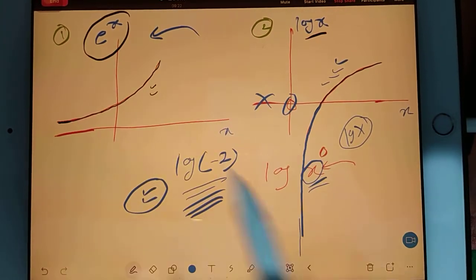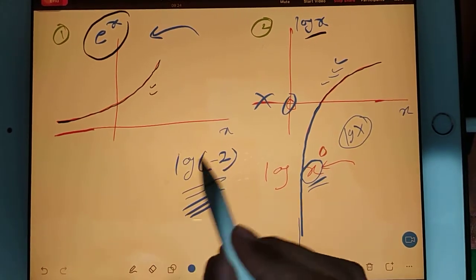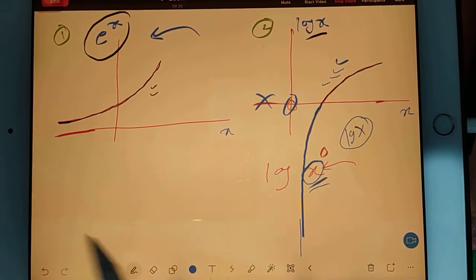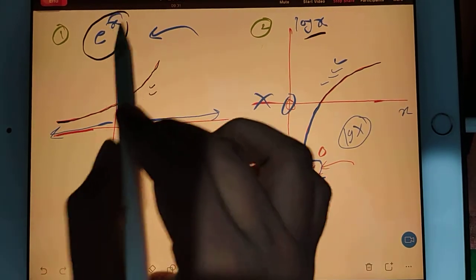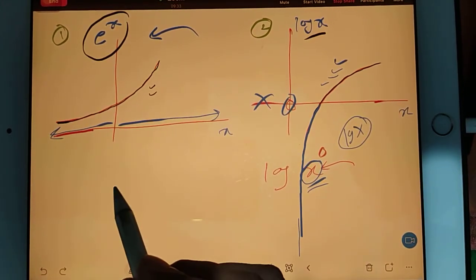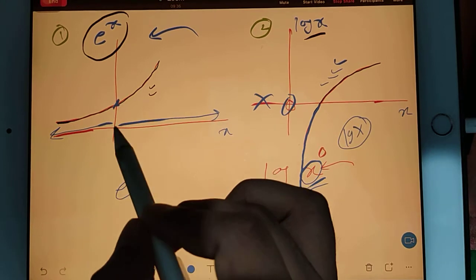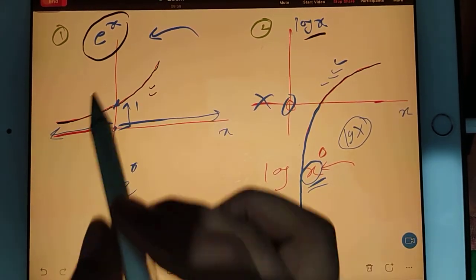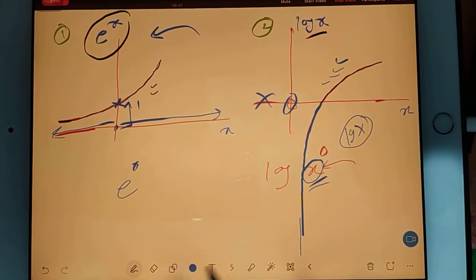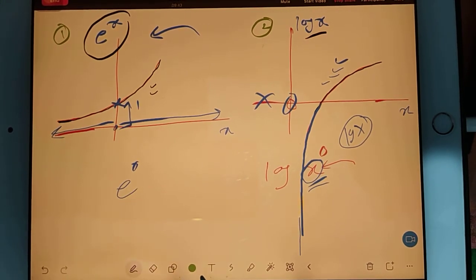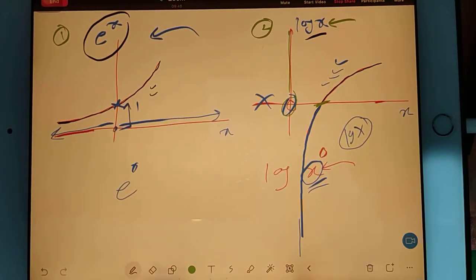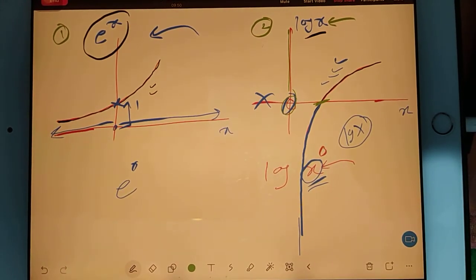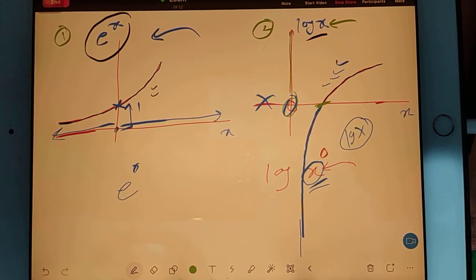Now think about this. If you have e power x, it is defined for negative x also, no problem, and positive x also, no problem. If you put 0 here, you get e power 0, which has value 1. So this cuts at 1, like this. And you can see when you put 1 here, then log becomes 0. That's why it is cutting here. So this is the fundamentals of log. Very good.